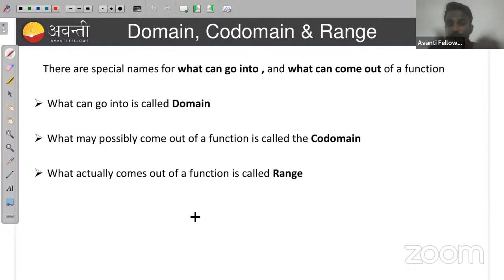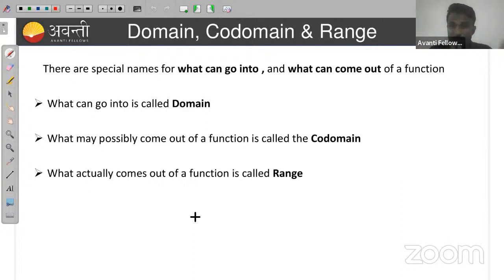What are the inputs you can give to it? What can go into it? That's called the domain. And what are the possible outcomes, what may possibly come out of the function, is called the codomain. Let's say in a chemical laboratory, you have some ingredients, or some salt, and you are putting it in a test tube, right? You know what the possible outcomes can be. The output can be an acid, or maybe a base, or a salt, or anything.